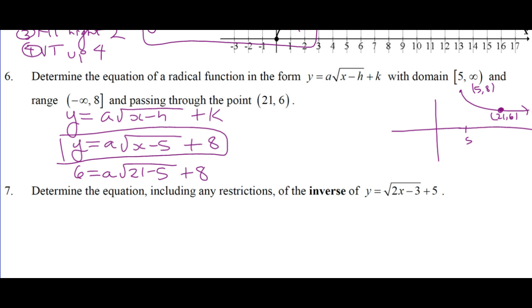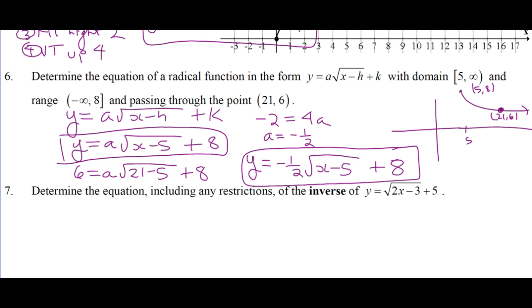This is that part of it. So this will be what? Negative 2 is equal to 4a. So 21 minus 5 is 16. The root of 16 is 4. Move that over. So a is equal to negative 1/2. Okay. So now I can write my equation. y = −1/2√(x − 5) + 8.